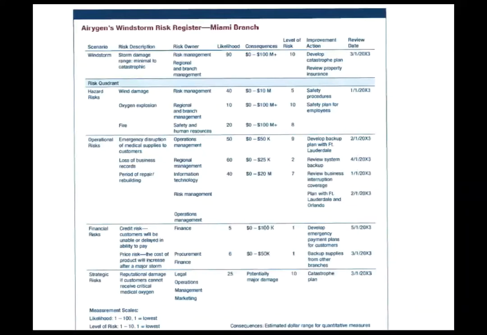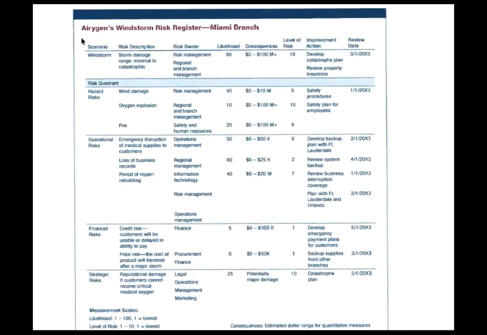you have this in your textbook, and this is going to be starting on page 6.14. And what you're basically seeing here, and this kind of looks all complicated, but hopefully it'll make sense, because I don't think that they do a good job of explaining what's going on in here. So this is Aerogen's windstorm risk register, and this is for their Miami branch. All right, so obviously Florida gets hurricanes, and so having a windstorm risk register would be important.